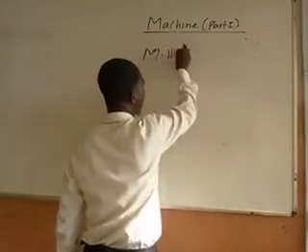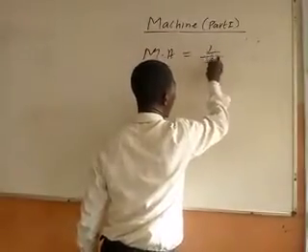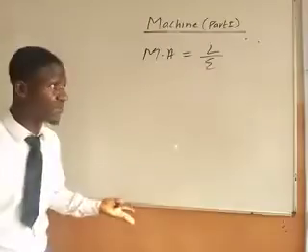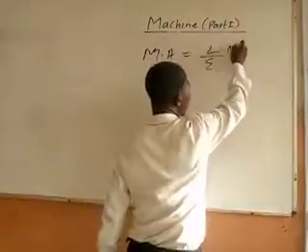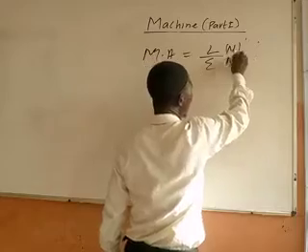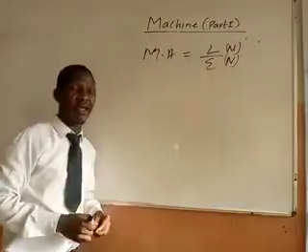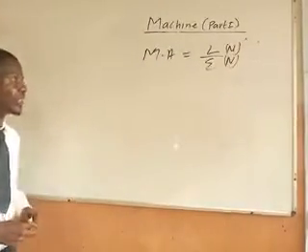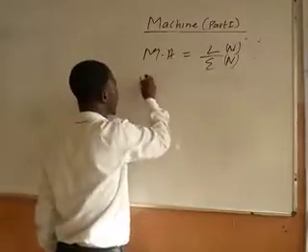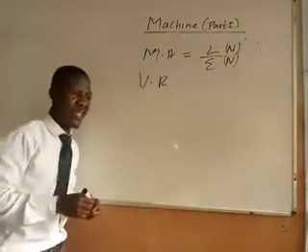Therefore, mechanical advantage is equal to load over effort. So it has no unit because the load must be in Newton, while the effort is also in Newton. They will cancel each other, so it has no unit. Now the next one is velocity ratio of any machine.